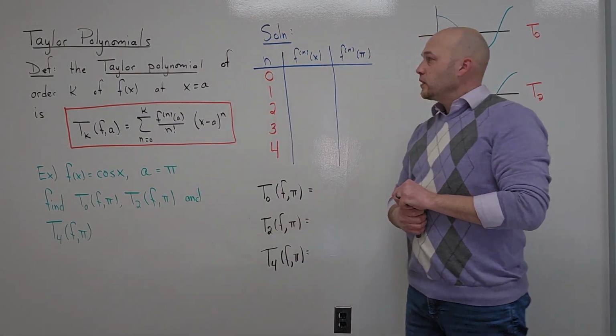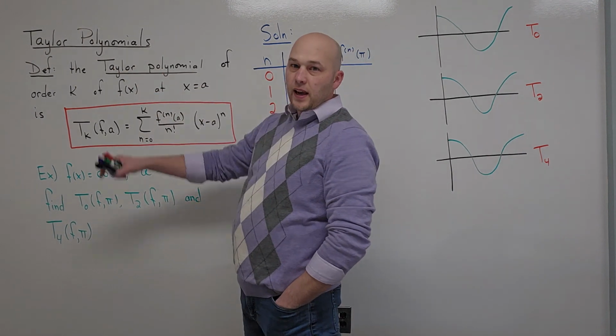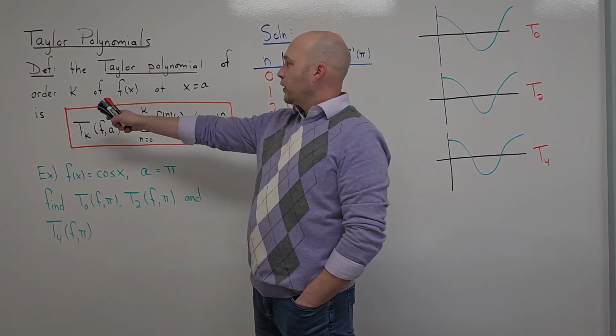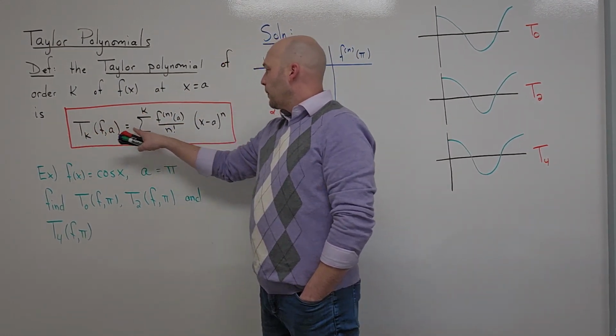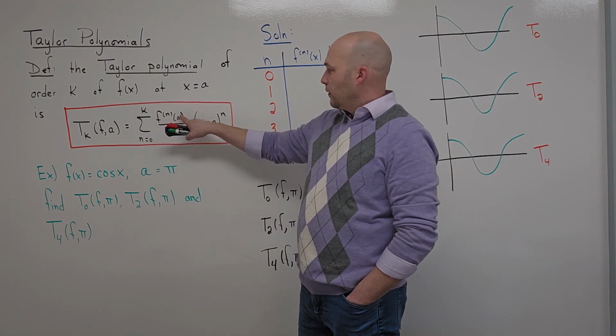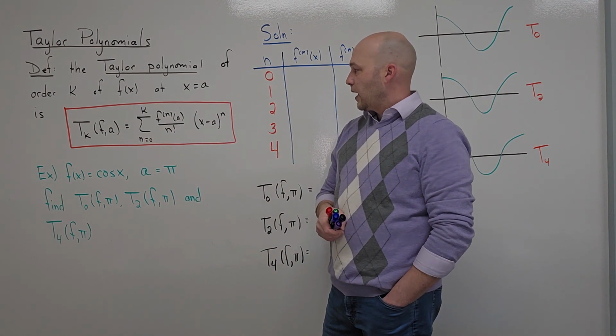Hi, I'm Professor Goins. In this video, I'm going to discuss the concept of Taylor polynomials. The Taylor polynomial of order k of f of x at x equal to a is given by the following: the sum from n equals 0 to k of the nth derivative at a over n factorial times x minus a to the power of n.